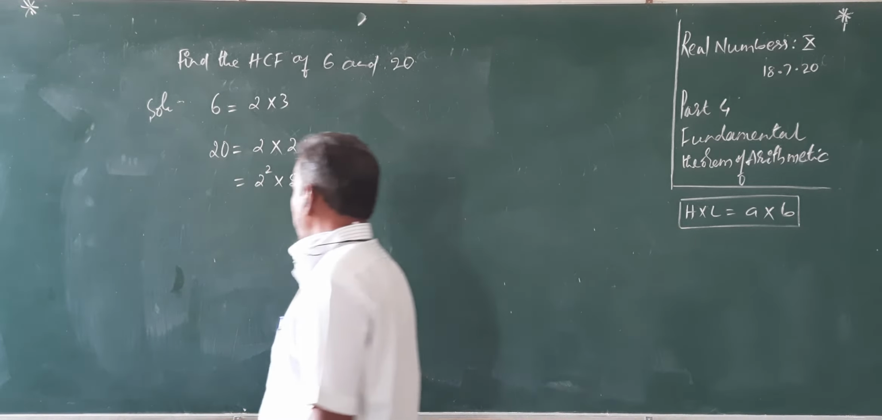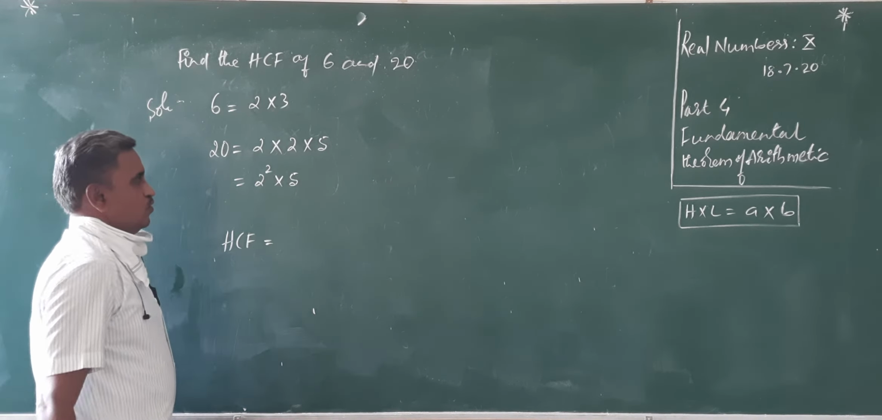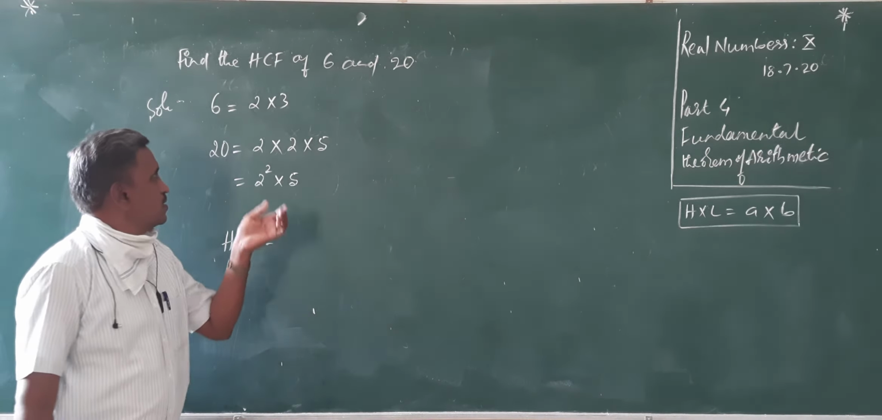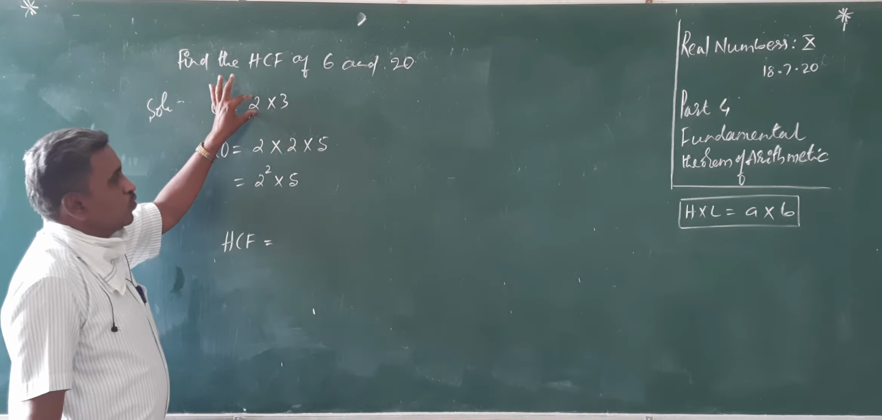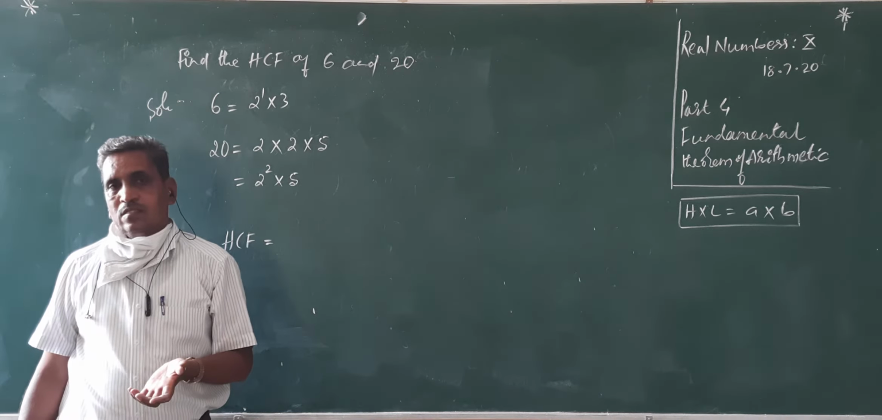So now, how to find the HCF? For the HCF, the first work is to see the common factor. Yes, 2 is the common factor. Here 2 has power 1, and here power 2. Among them, which is the HCF?